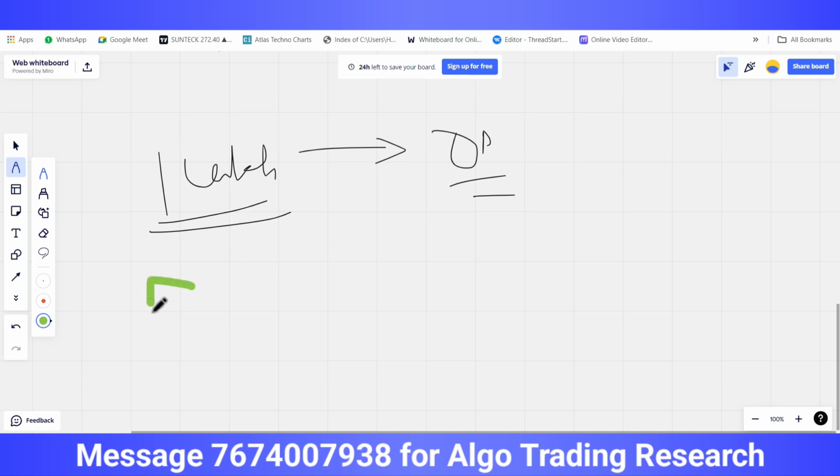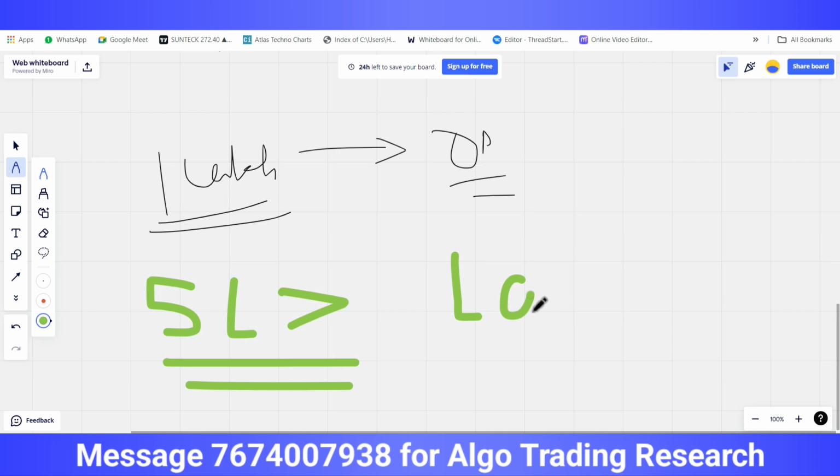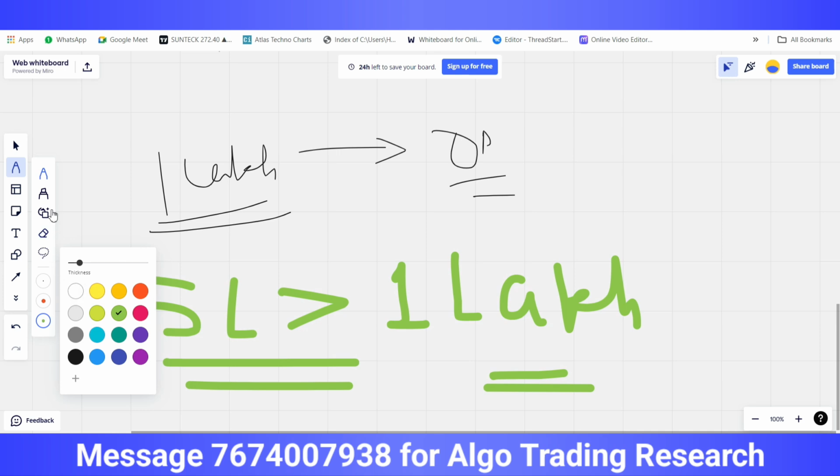अगर आपका 5 लाख रुपए के ऊपर कैपिटल टोटल है, तभी आपने 1 लाख रुपीज के आसपास आपका ऑप्शन बाइंग में डिप्लॉयड रहना चाहिए. दिस इज द नंबर वन रूल टू सेव.